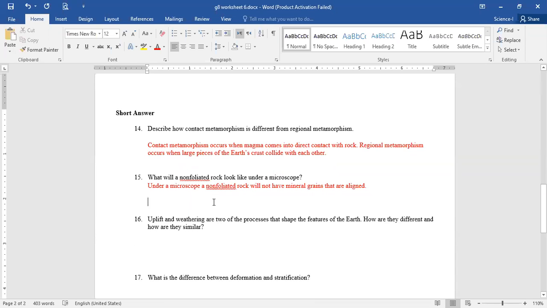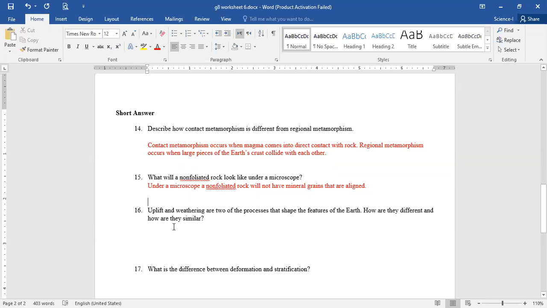So let's find question 16. Uplift and weathering are two of the processes that shape the features of the Earth. How are they similar and different? Yes, Yusuf. What is uplift? Uplift is one of the deformations which we studied. We said that the metamorphic rock could have some deformations. Once collisions happen, they cause the rock to change its shape. Do you remember this part, the last paragraph in the lesson?